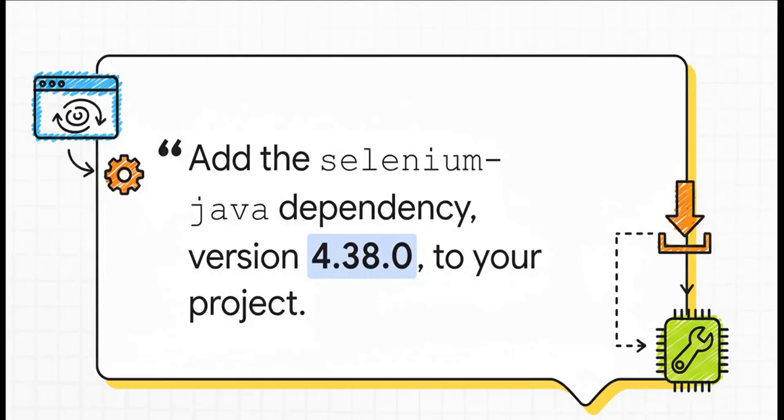Okay, so this is the absolute key. In your project's POM.xml file, which is basically just Maven's config file where you tell it what libraries you need, you add this one single dependency for Selenium Java. As of late 2025, we're on version 4.38.0. This one little block of code is what unlocks this whole new automated workflow.